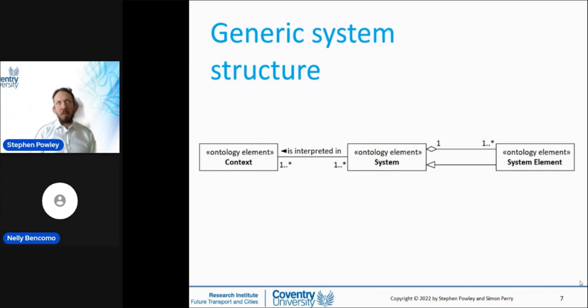So what we do is consider a very simple model of a generic system structure. This is excessively simplified. I know there are some slight problems with the multiplicities on this model, but bear with me, and I think you'll find it serves the purpose for today. So each system is made up of system elements, and for today's purposes we're going to consider that a system element is itself a type of system, and that's very important to how this works. And each of those systems, and by extension system elements, is interpreted in a context.